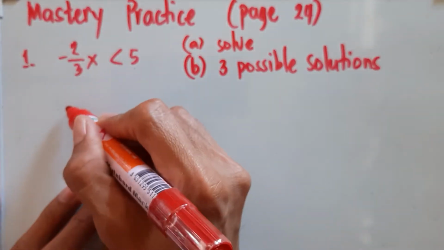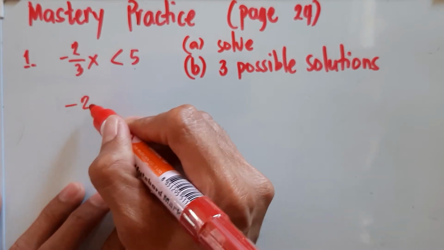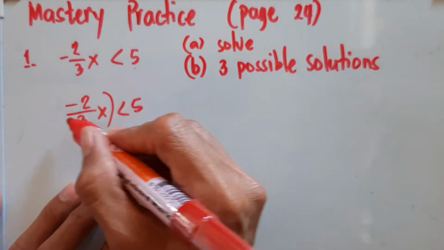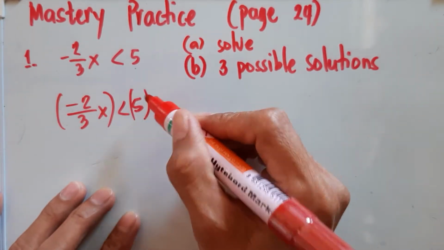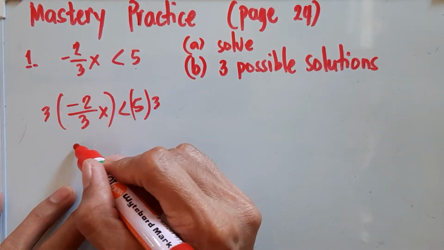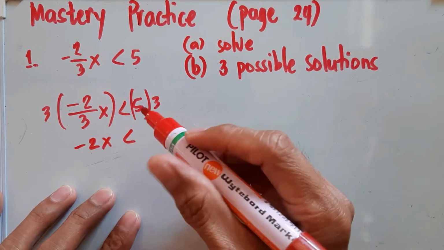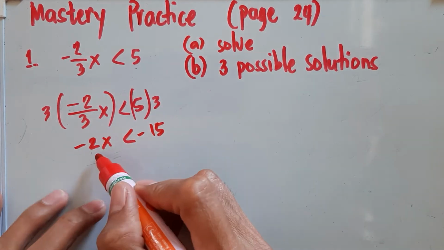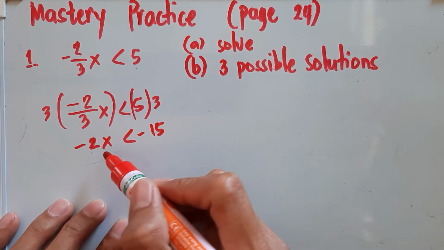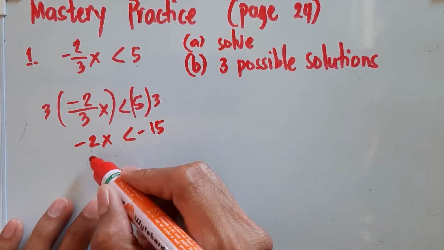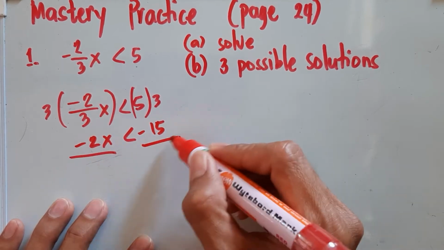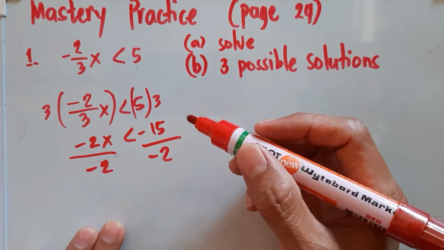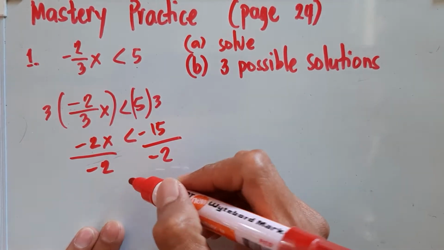Given this inequality, we have negative 2/3 x is less than 5. To get rid of 3, we must multiply both sides by 3. So what's left is negative 2 times x, then 5 times 3 is 15. Now we have negative 2 as the coefficient of our x, so we must get rid of negative 2 by dividing both sides by negative 2. And take note that when we divide by a negative number, the inequality reverses.